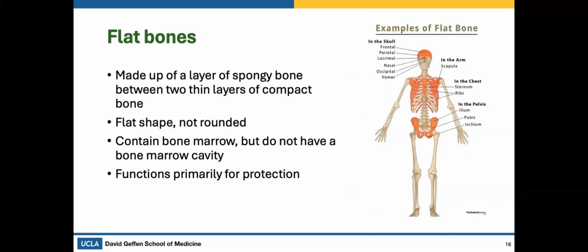Flat bones. These are made up of a layer of spongy bone between two thin layers of compact bone. They are thin, usually not rounded, but sometimes curved. Examples include the ribs, the sternum, the shoulder blades, the pelvis. The function of flat bones is primarily for protection and the ability for muscles to attach due to their broad surface area.